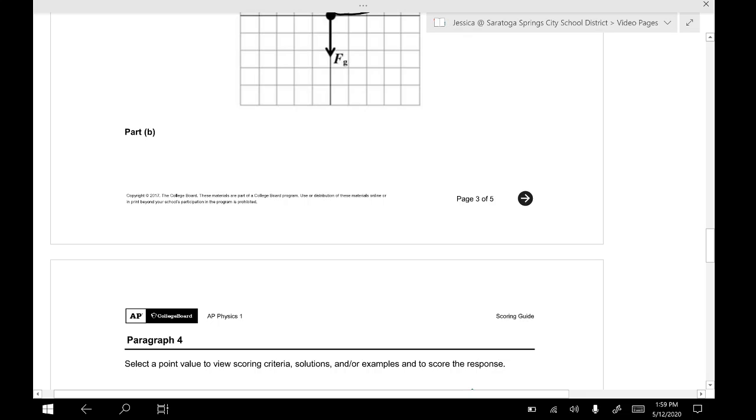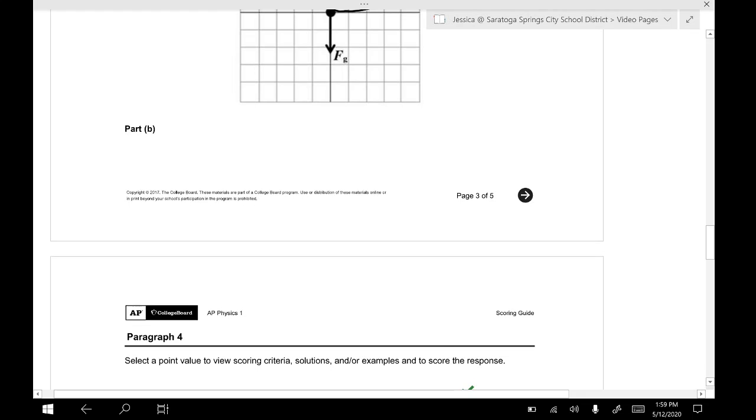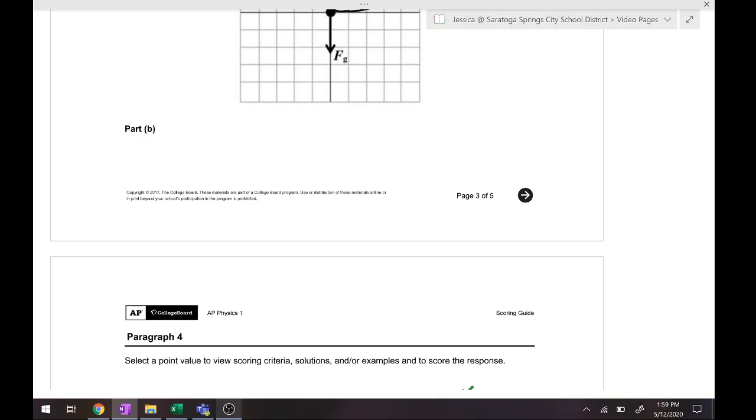Okay. That is the end for this paragraph number 4, which again wasn't really a paragraph, but still good practice.